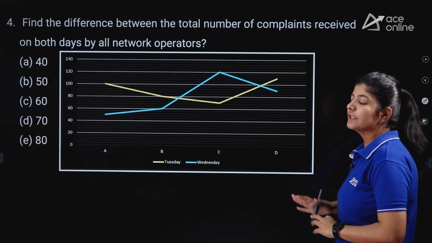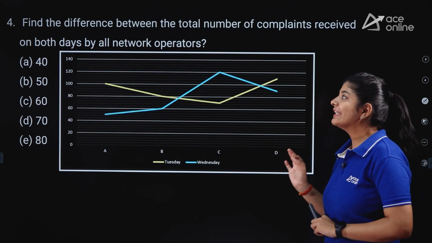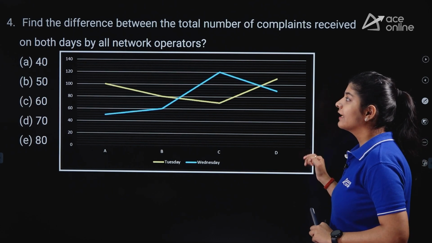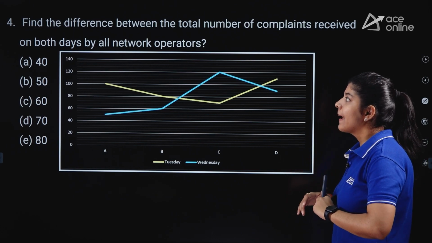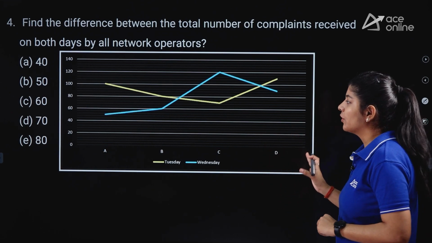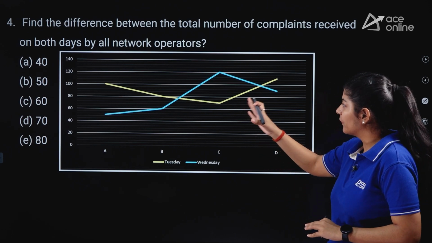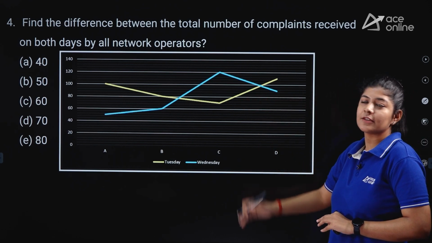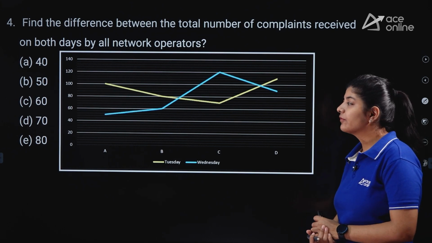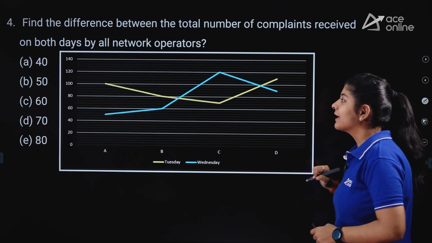So this is the first question. The question says: find the difference between the total number of complaints received on both days by all network operators. So basically you have to find the difference between all the values that you have in this particular graph. Okay, let's start solving this.